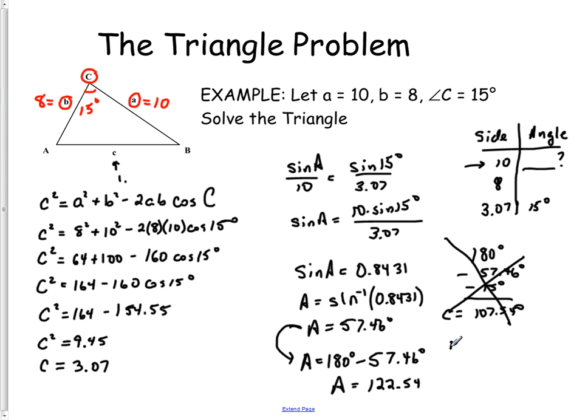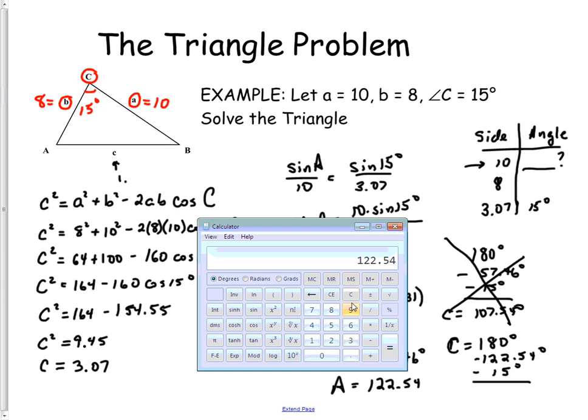If we find angle B now by taking 180 degrees, subtracting 122.54 degrees, and subtracting the additional 15 degrees, we find that our actual angle is 180 minus 122.54 minus 15, 42.46 degrees.